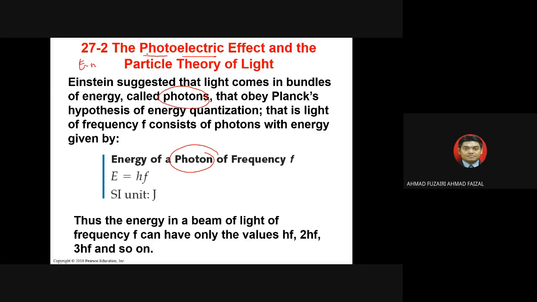Before this, E equals nhf. So Einstein took this theory and tried to introduce the photoelectric effect. It actually comes from the Planck's hypothesis of energy quantization. But for a single photon, the energy of a photon of frequency f, Einstein suggested that E is equivalent to hf. Again, he took the Planck's constant with the frequency to get the energy E, and the unit for energy here is the joule.